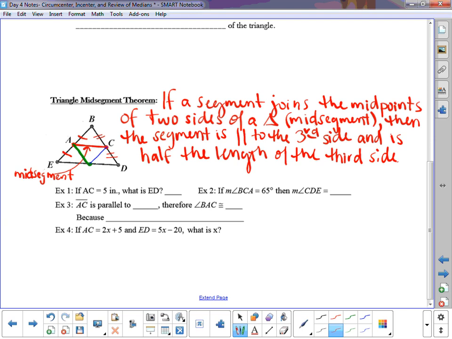Good. So that was our theorem that we learned before. Our triangle midsegment theorem. And again, we have two characteristics. My midsegment is parallel to this third side, and it's half the length. So I'm going to go and write that in. Segment AC is parallel to segment ED. And we also know that the measure of AC is equal to 1/2 the measure of ED.